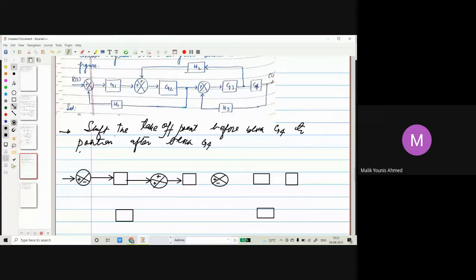Then signal is going to G2. From G2, signal is going to positive. Signal is going to G3. Another is G4. Output overall. Okay, signal is going to feedback. Feedback, it's a negative.